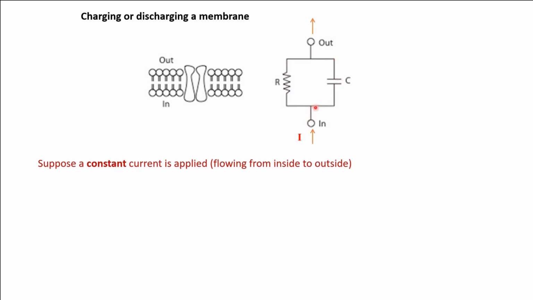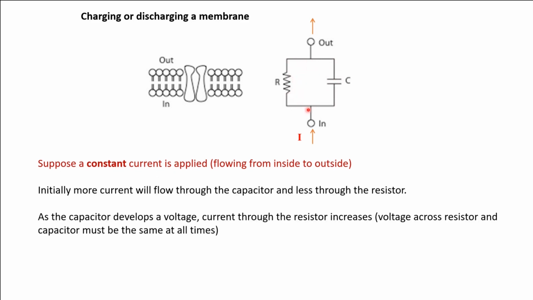And all of this current I is passing through the capacitor, so the capacitor will start getting charged, and then it will start developing a voltage, which is proportional to the charge stored on the capacitor. And as this voltage across the capacitor develops, the same voltage will also be available across the resistor, so a current also starts developing in the resistor. And this current will gradually increase as the voltage across the capacitor gradually increases.